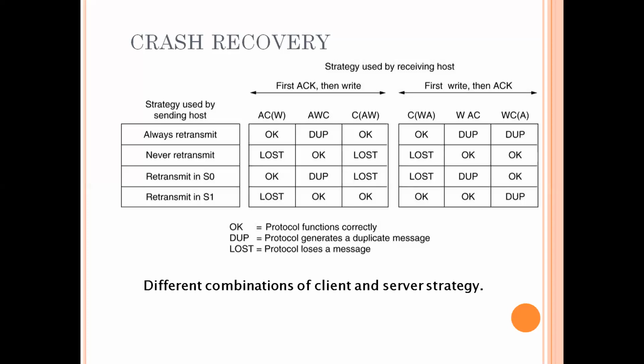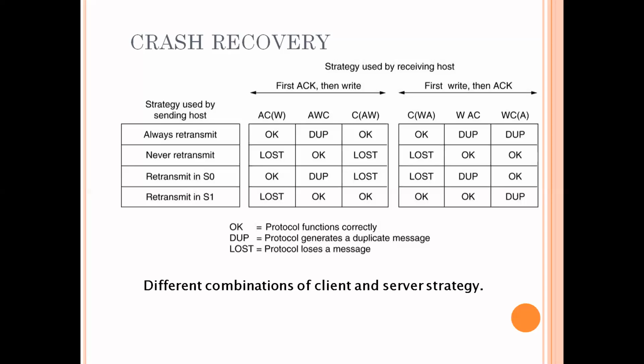Here, the receiving host, that is the server, can be programmed in two ways: acknowledgement first and then write, or write first and then acknowledgement. Three events are possible at the server: sending acknowledgement, sending the packet to the next layer, and crash. Three events can occur in 6 different cases, which are shown in the figure.